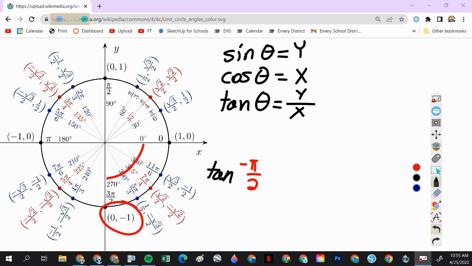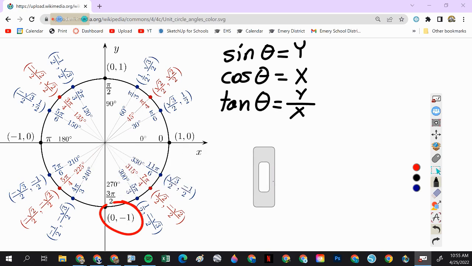Negative 1 divided by 0, which breaks the calculator. So the tangent of negative pi over 2, it could either be infinity or negative infinity. I know it's a little bit weird, but we're going to say not possible, doesn't exist. Okay, there is no number that satisfies that.